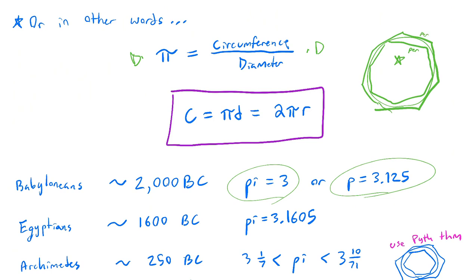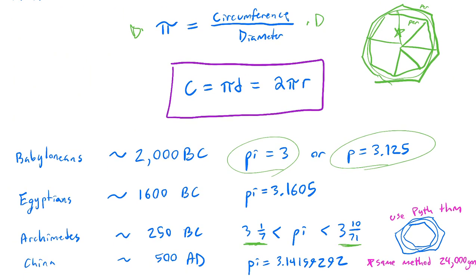And then he could say, well, because of that, I know the distance around this circle must be about, and he did this all using Pythagorean theorem on these regular polygons. And so he was able to say, well, the circumscribed regular polygon and the inscribed regular polygon put an upper and lower limit on pi. So he knew it was somewhere in this range.